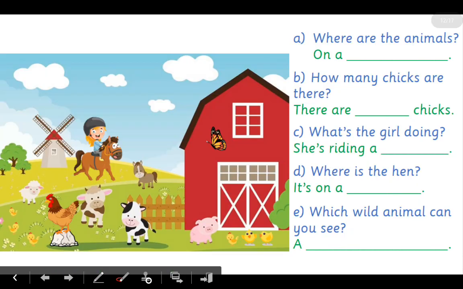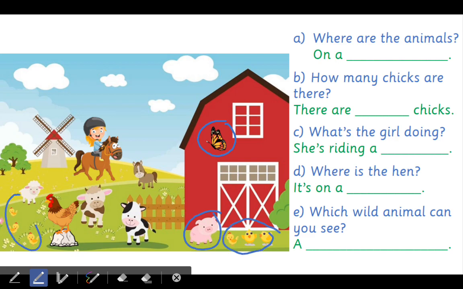Then finally, there is an activity that I would like you to do with me. Can you see the picture here? You can see a butterfly, you can see a pig, you can see chicks here and chicks here, you can see a hen, you can see a sheep, you can see 2 cows, 1 horse, 2 horses, and a girl.